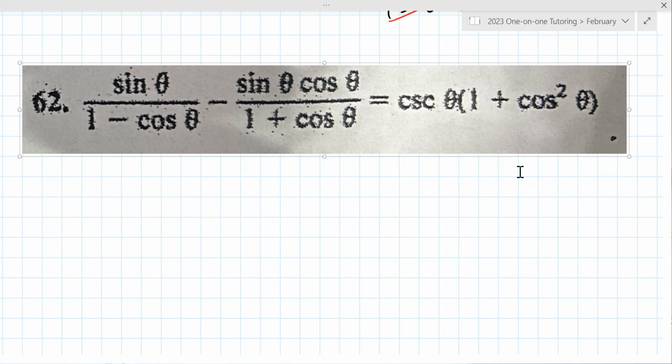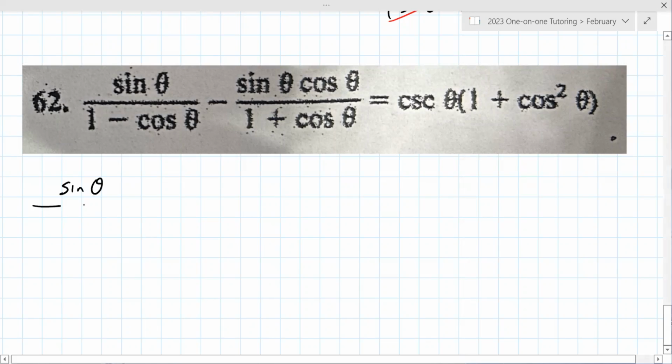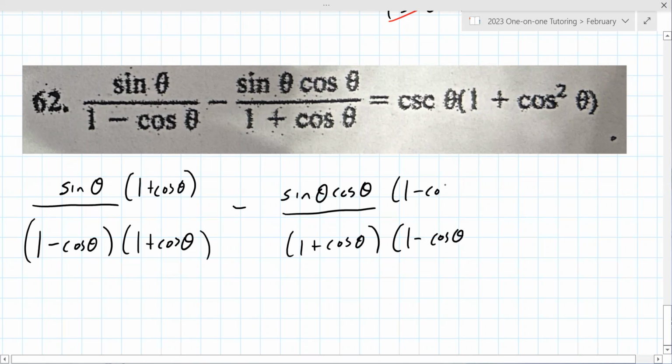Can you multiply both the fractions by the reciprocal of the denominator? The conjugate, I think you mean. The conjugate, yes. And that would be a good move here to do. So 1 minus cosine theta, 1 plus cosine theta, sine theta, cosine theta. And then we've got 1 plus cosine theta. Sorry, I need to do the top and the bottom. Lots of writing here.